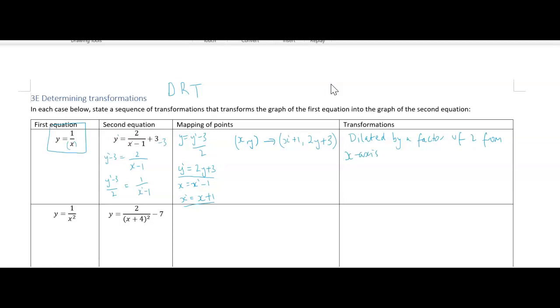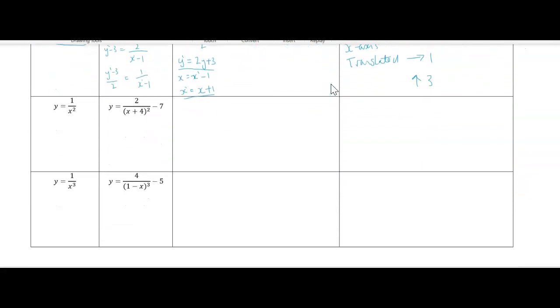And then we're going to do our translation. So translated, now just to save time in this video, I'm just going to say to the right 1 and we've gone up 3. All right, so you'd probably write that in sentences. You wouldn't just use the arrows. Now, for those of you who are familiar with reading transformations from an equation, you can see that's true. All right, let's move on to the next one.